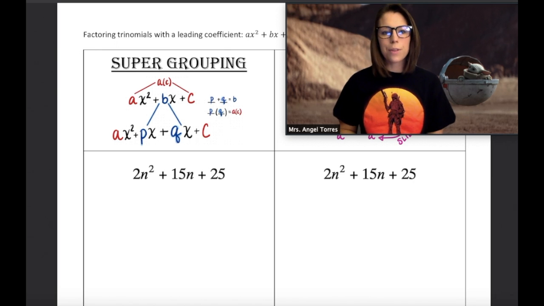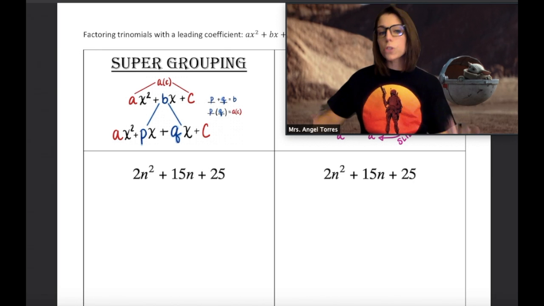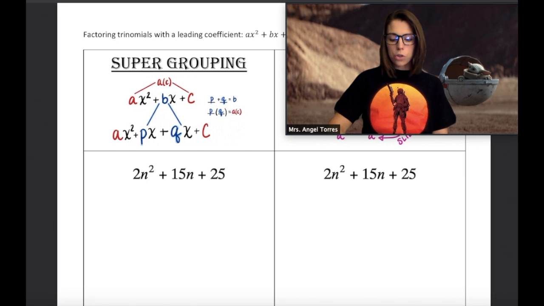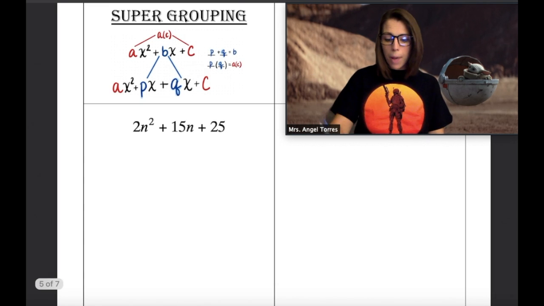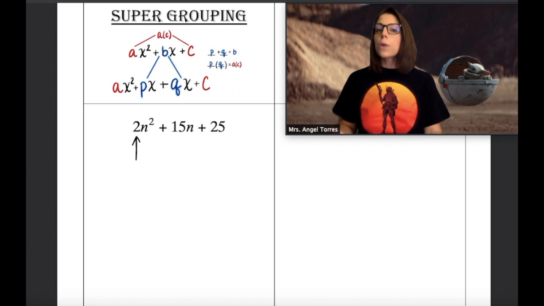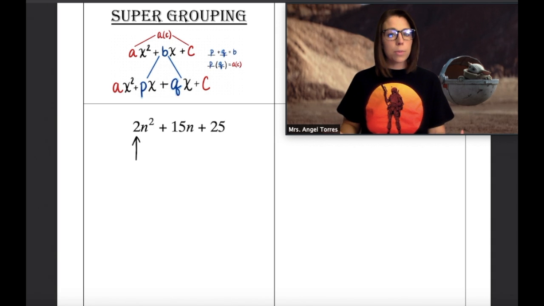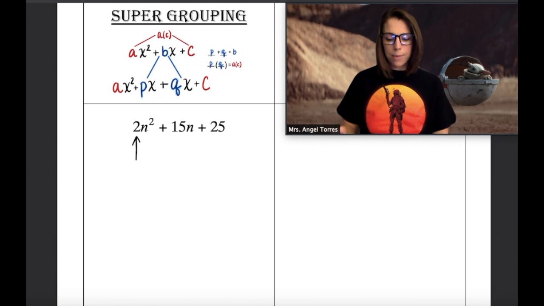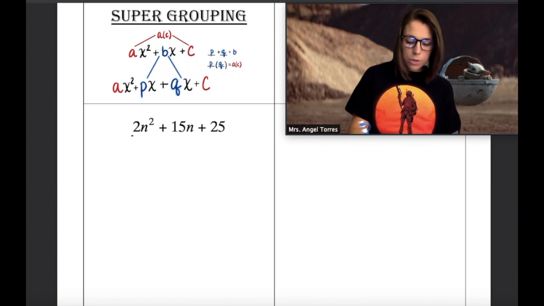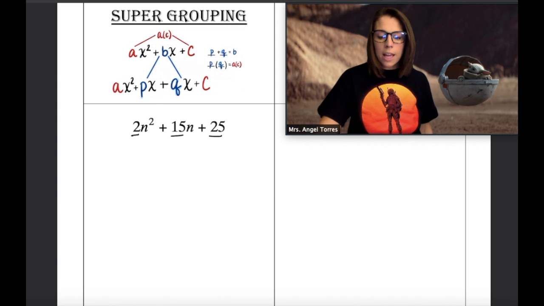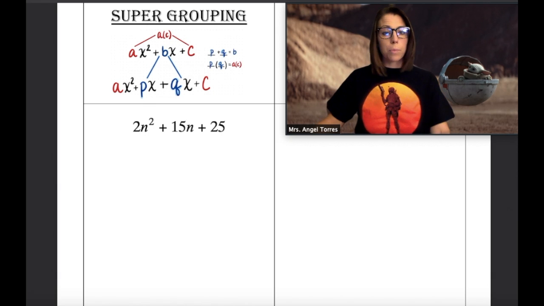We're going to start off with a method called supergrouping. Supergrouping works very similarly to factor by grouping and P's and Q's. Over here, we're looking at a trinomial that has three terms, but it now has a leading coefficient. If you do have a leading coefficient, you can't use your typical P's and Q's factoring method. And because it's a trinomial, we can't use our grouping method. Additionally, there is no GCF among 2, 15, and 25, so at this point, we're pretty much stuck. That's where the method called supergrouping comes in.